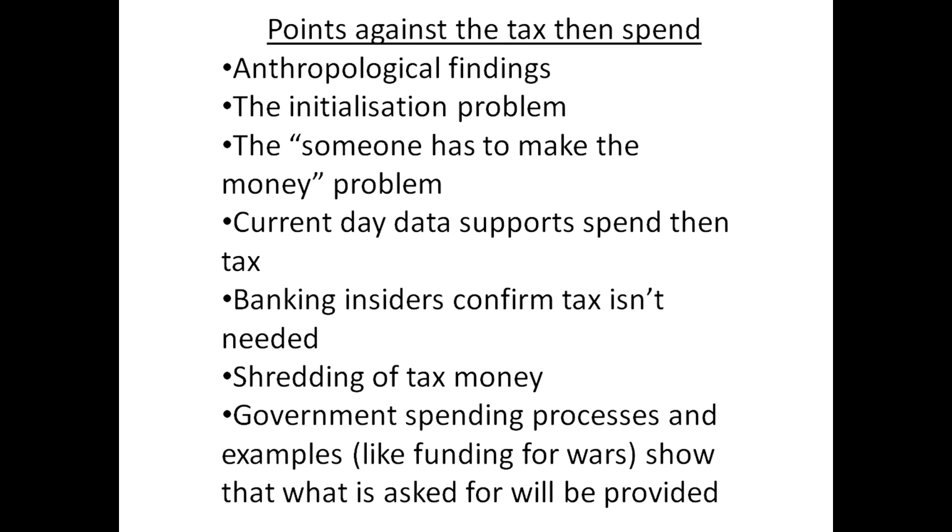Another issue is what I call the initialisation problem. If you assume taxes come first before you can spend, what happens if you have no money in the economy? If you've got zero money, there's no one to tax, so how does the money get in the economy? So at least in the initial instance, you must have had money come in from somewhere that wasn't tax. The third issue is the someone-has-to-make-money problem, which we discussed before, where private citizens can't make the money, businesses can't make the money, banks can't make the money, so it has to be some entity that's not them.